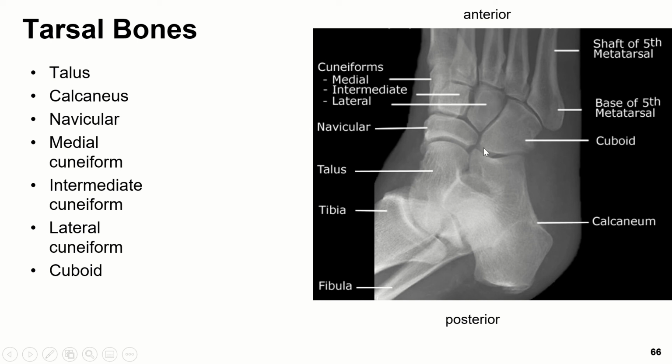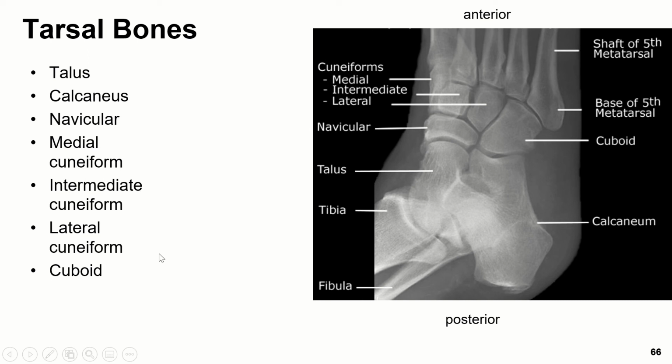The lateral bone is the cuboid, okay? And it articulates with metatarsal number 4 and 5. Lateral cuneiform articulates with metatarsal number 3, and then the medial and intermediate articulate with metatarsals number 1 and 2. Metatarsal number 1 is digit number 1, which makes the big toe. So talus, calcaneus, calcaneum, either way is fine, navicular, medial cuneiform, intermediate cuneiform, lateral cuneiform, cuboid.